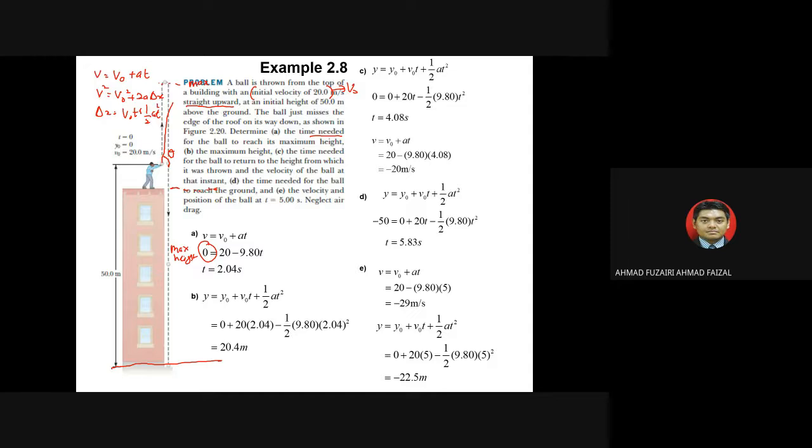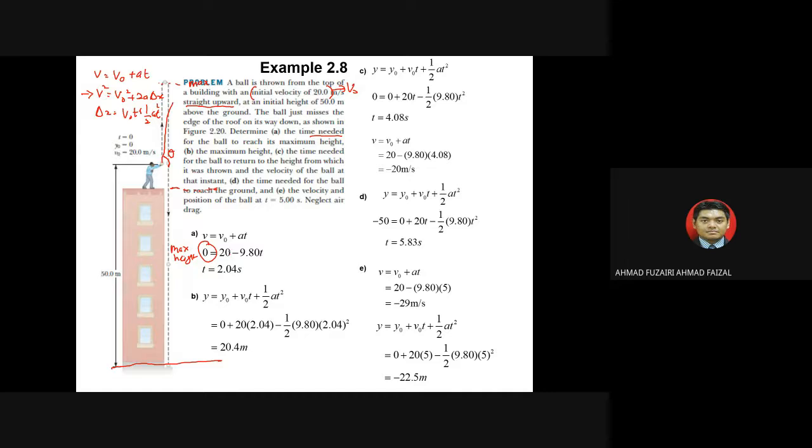Okay, so look at how they apply the equations, and then you want to find the time. First of all, you need to know the time. If you write down this equation, V squared equals V naught squared plus 2A delta X, it is not possible, because there is no time inside the equation. So we need to use the first equation, V equals V naught plus AT.